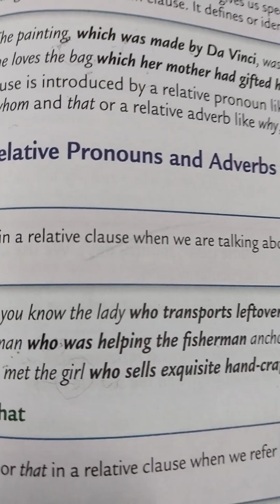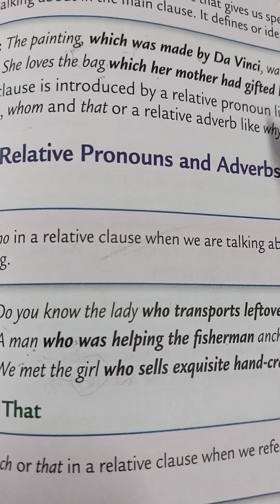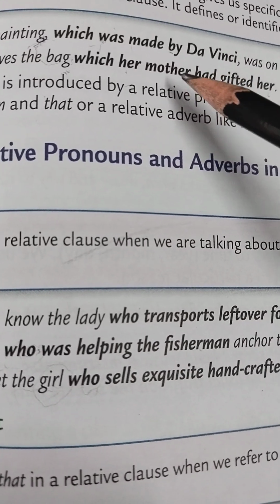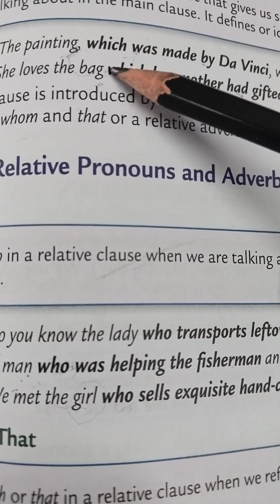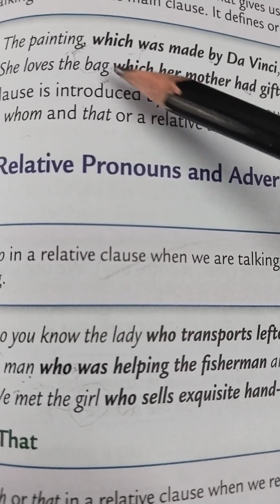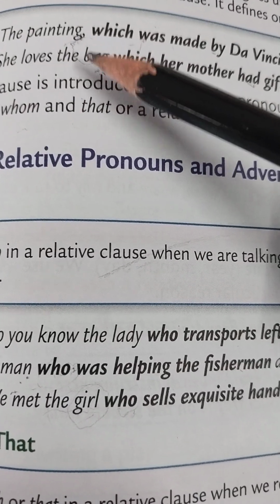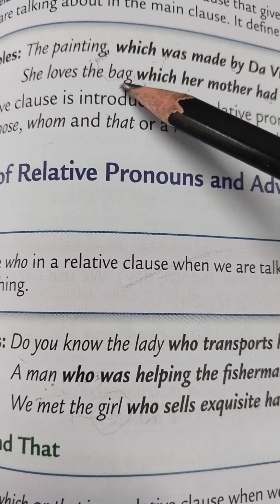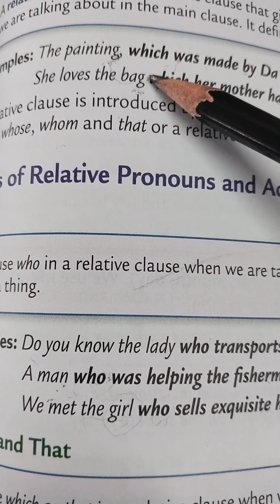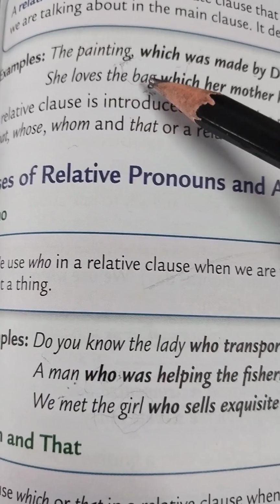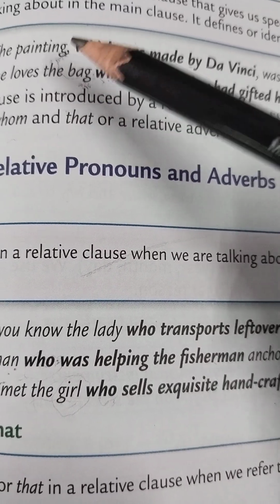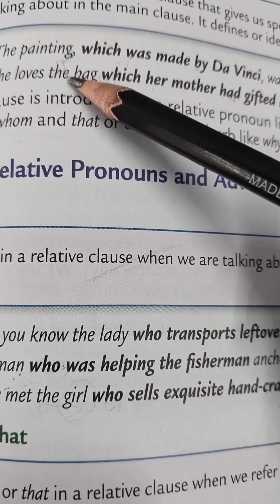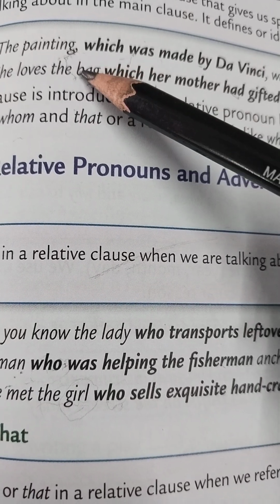She loves the bag which her mother had gifted her. Now in this sentence, children, the part of the sentence which her mother had gifted her is a relative clause, because it is giving us more specific information about the noun, the bag, which has come before it. So this is a relative clause.